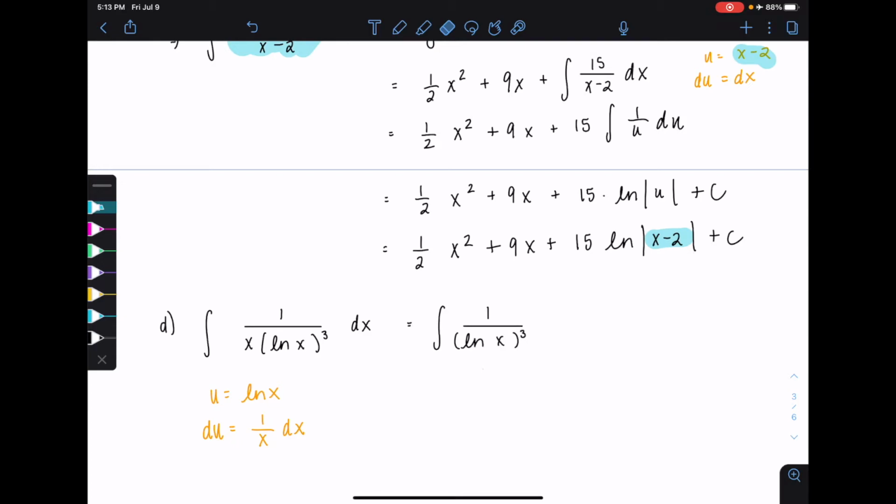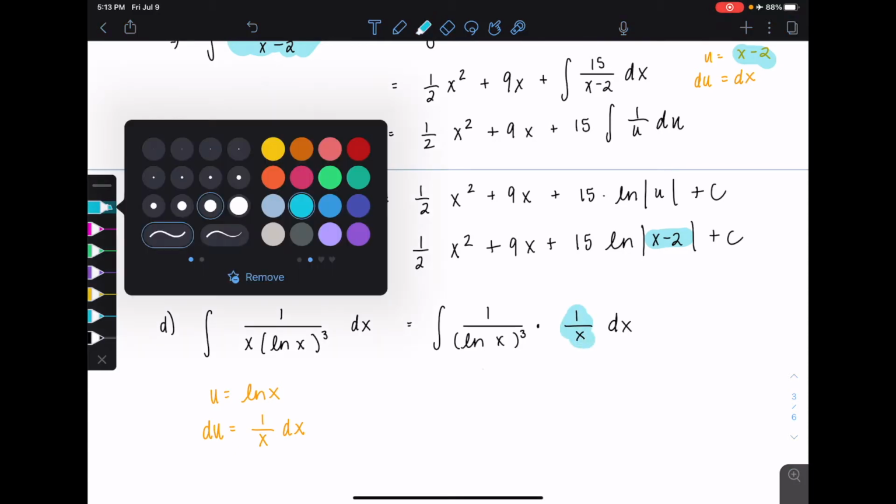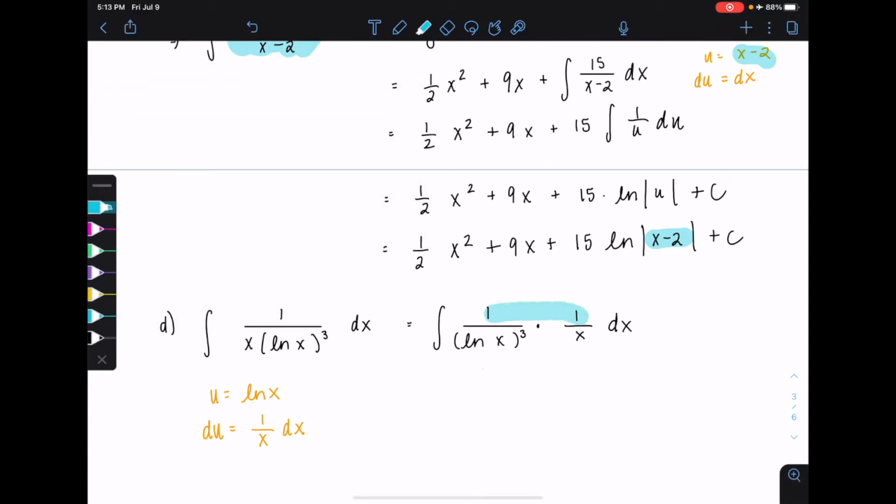So if I split this up, I've got natural log of x to the third in the denominator. You can rewrite this because you have an x in the denominator as well, as a new fraction times 1 over x, because if you multiply across you get that same piece. And now we can see 1 over x dx is exactly du, and then natural log of x in that bottom turns into u. So this switches pretty nicely into the integral of 1 over u cubed du.